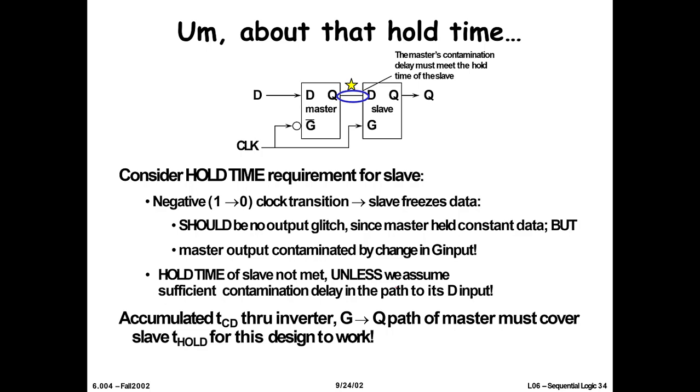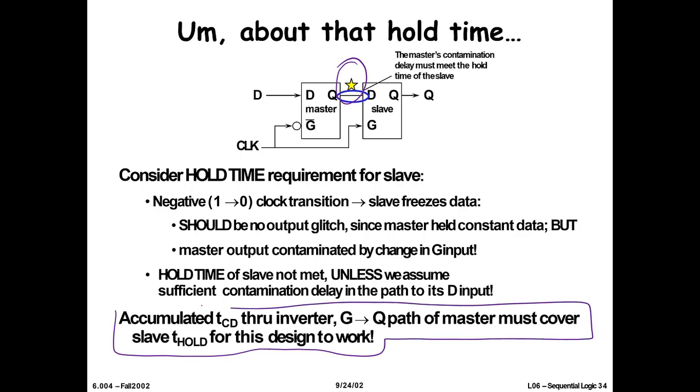Okay, but there is something that you should be aware of on the star node, and this is very important. And which is this point. This point says the accumulated TCD, the accumulated contamination delay through the inverter, this is this inverter, and G to Q, which is this point of the master, must cover the whole hold time of the slave for this design to work.